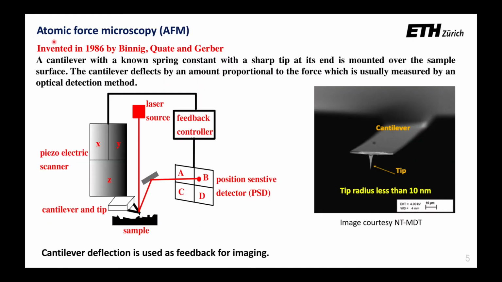So to overcome this, in 1986, the atomic force microscope was invented. In this AFM, a cantilever with a known spring constant, which consists of a sharp tip at the end, is mounted over the sample surface and is attached to piezoelectric scanners. The cantilever deflects by an amount proportional to the force, usually measured by an optical detection method. The cantilever is usually made of silicon or silicon nitride, and the radius of the tip is usually less than 10 nanometer.